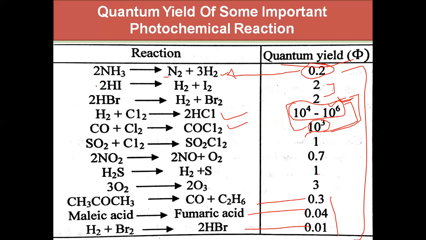Some are small integer quantum yield reactions, then extremely high quantum yield reactions, and very small quantum yield reactions. So photochemical reactions are classified into three classes on the basis of quantum yield.